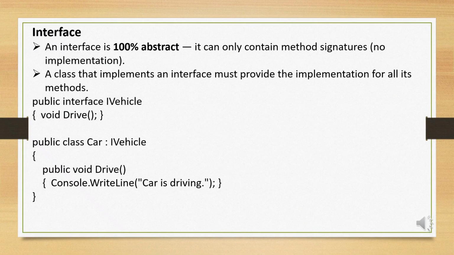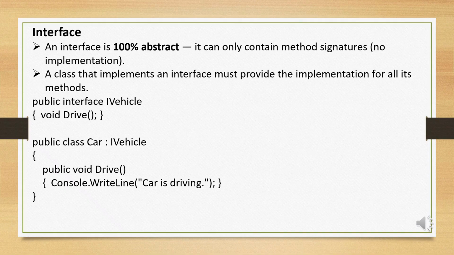Interface. An interface is 100% abstract. It can only contain method signatures, no implementation. A class that implements an interface must provide the implementation for all its methods. We can implement multiple interfaces in a single class. In this example, IVehicle is an interface. It declares a method Drive without implementation. Interfaces cannot contain any implemented methods or fields except static const in advanced use.